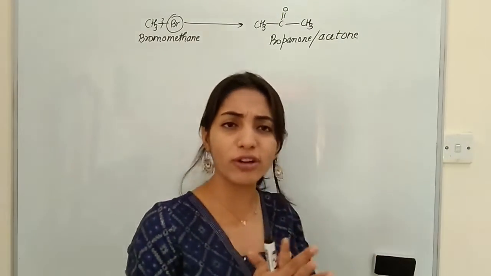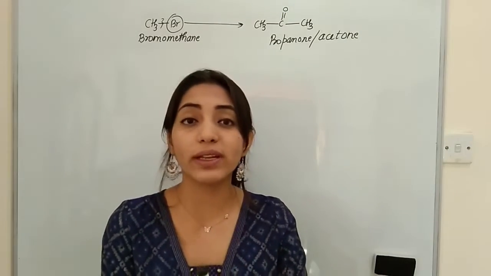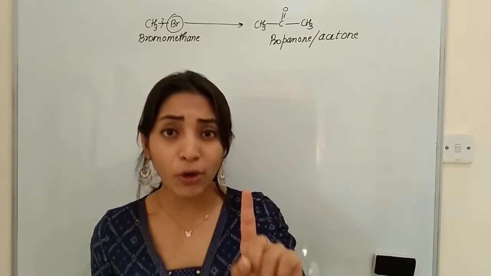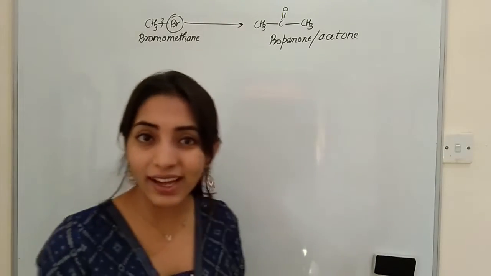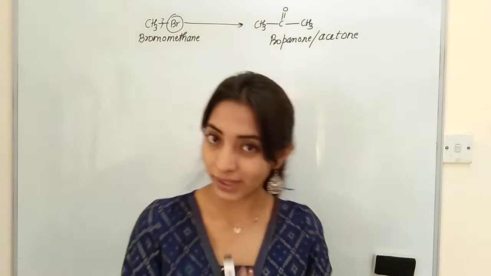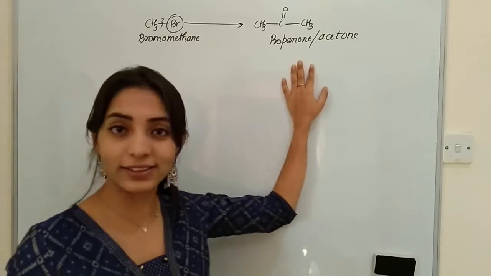Remember, if you have watched my previous videos, I told you there are 2 ways with the help of which you can increase the number of carbon atoms. Point number 1 is by using Grignard reagent, and point number 2 is by using potassium cyanide. So we will be using both of these and we'll come up to the answer to this question.